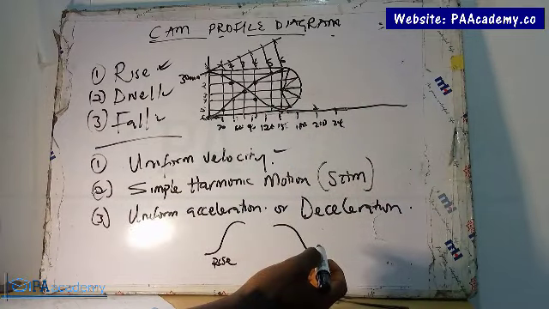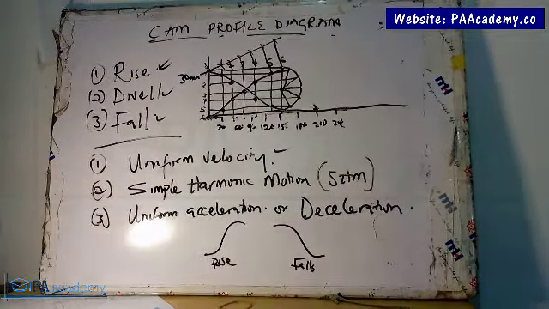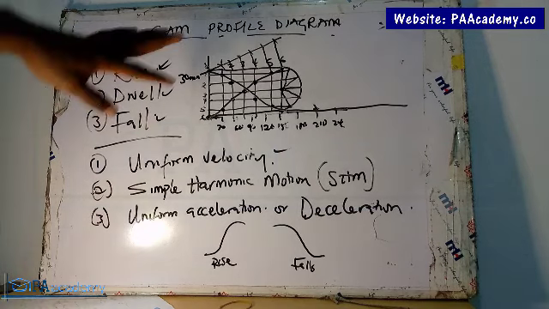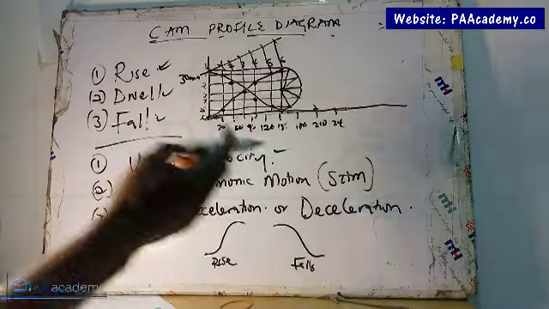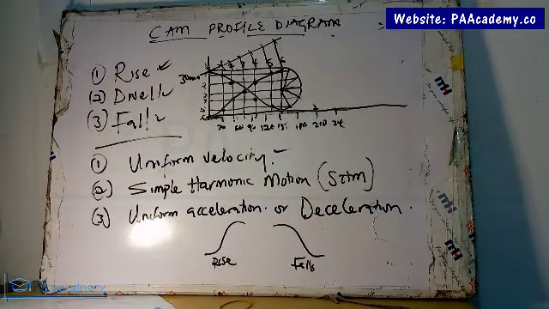Exactly. So that is it on simple harmonic motion, either for rise or dwell. This is how you go about it. Now the next thing I want to talk about is uniform acceleration and deceleration. If you check page 52, like I said, the curve will look similar, but how you are going to go about it is what is different. So let's quickly look at that.